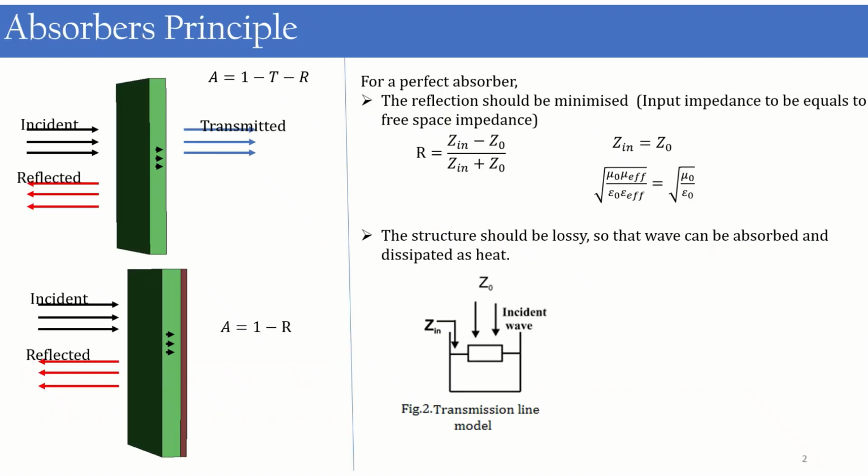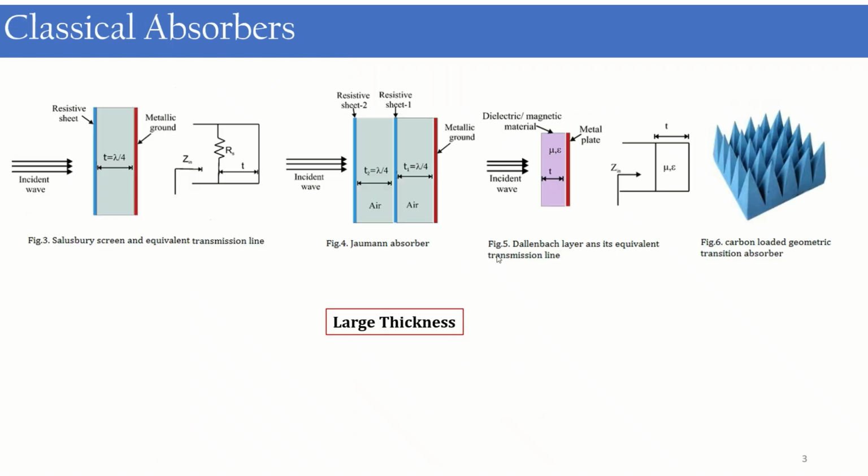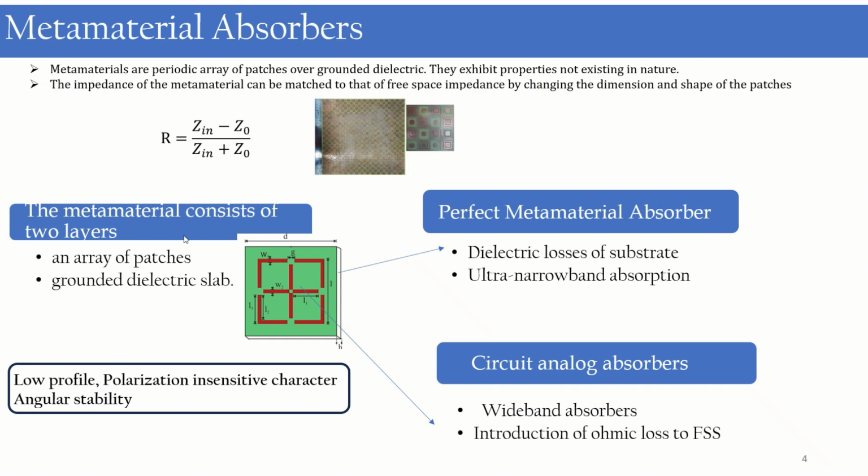So we have seen that for an absorber to act as a perfect absorber, the impedance should be matched to the free space impedance and the structure should be lossy. Let's see what is meant by metamaterial absorbers and what their importance is compared to the classical absorbers. We know that metamaterials are periodic arrays of patches over a grounded dielectric. One condition of the absorber is that the structure impedance be matched to the free space impedance.